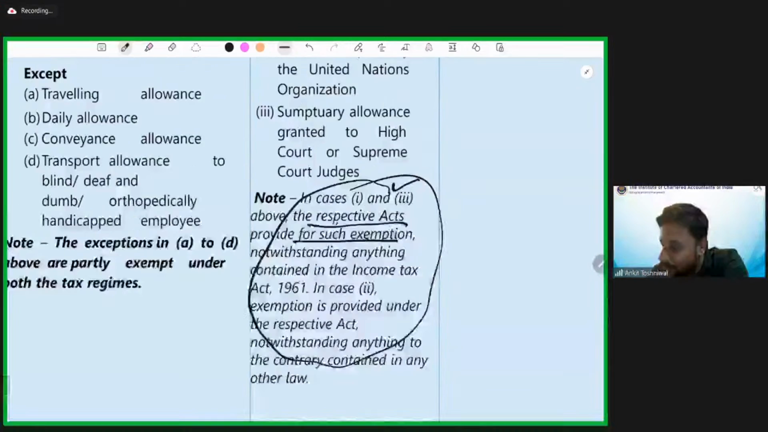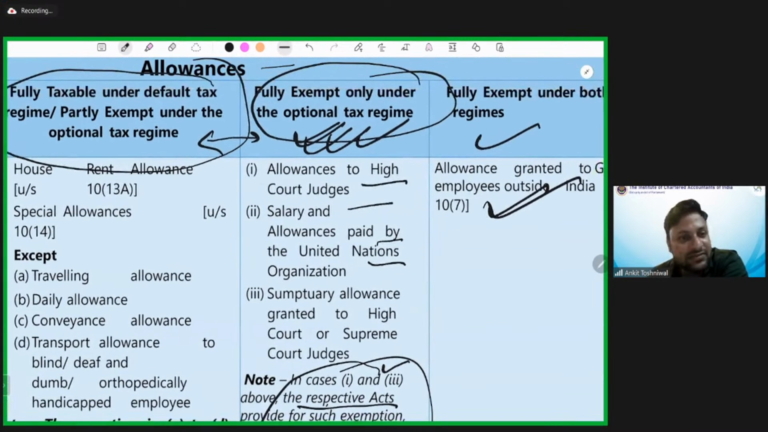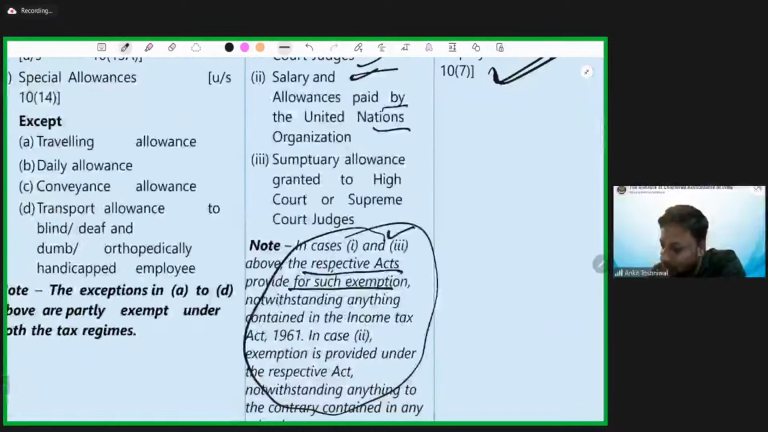So if such a question arises, we have to write both the explanations: that it is fully exempt for all tax regimes. Salary and allowances to the High Court judges, sumptuary allowances to the High Court or Supreme Court judges is fully exempted. However, in the respective act, it is written that these exemptions should be available notwithstanding anything contained under the Income Tax Act.